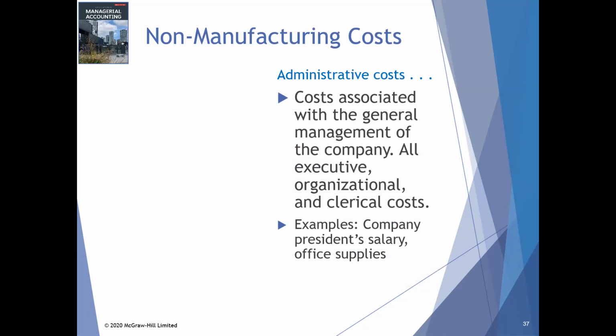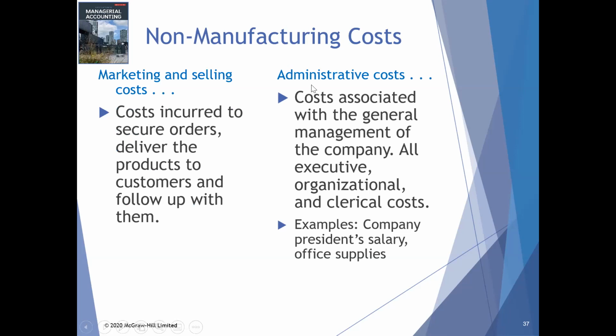Now, next is non-manufacturing cost, which is also known as administrative cost. It is the cost associated with the general management of the company, meaning all executives, organization, clerical, salary of the employees, the company president's salary, office supplies, not for manufacturing, just for the office. So that is a non-manufacturing cost. Marketing and selling cost is also the next one. Administrative cost is a non-manufacturing cost.